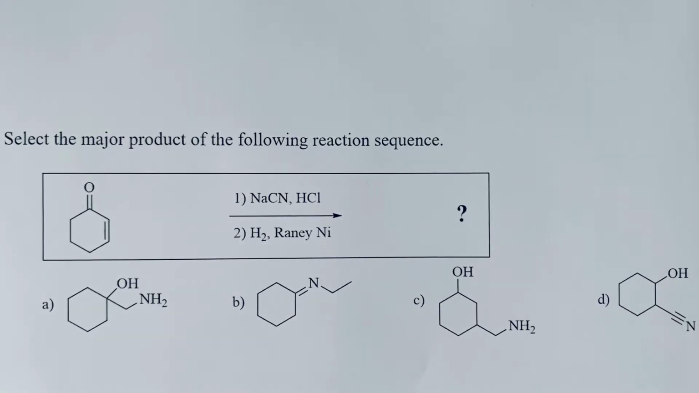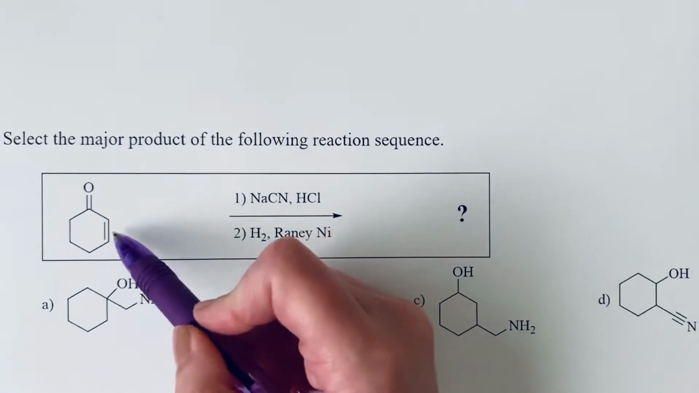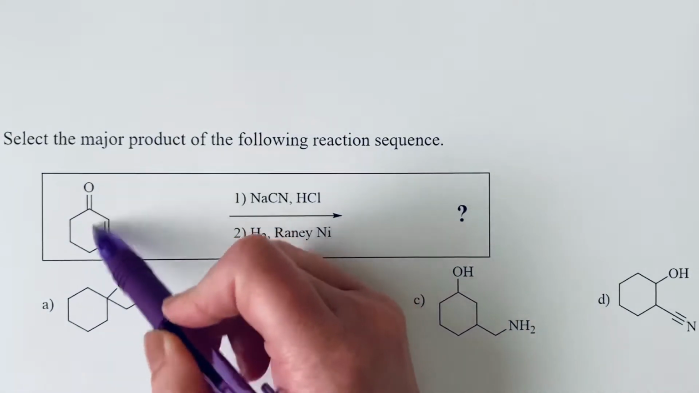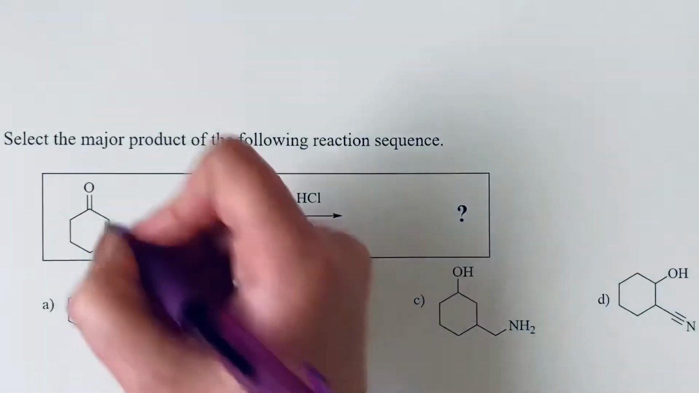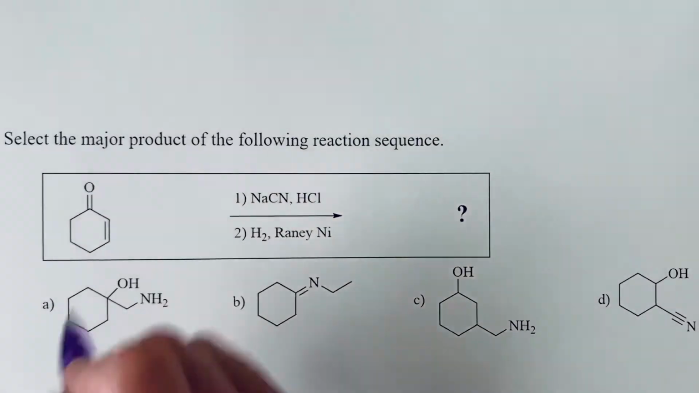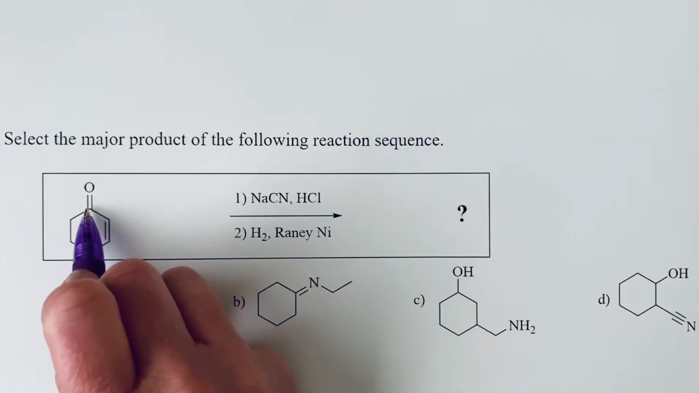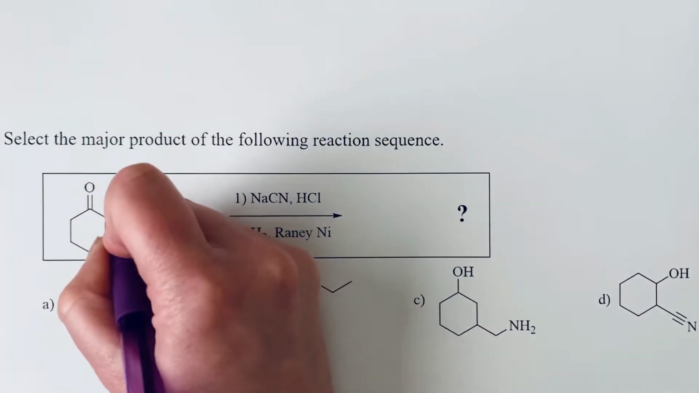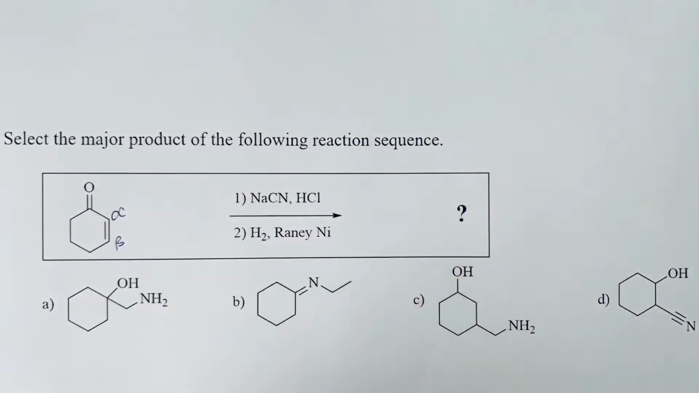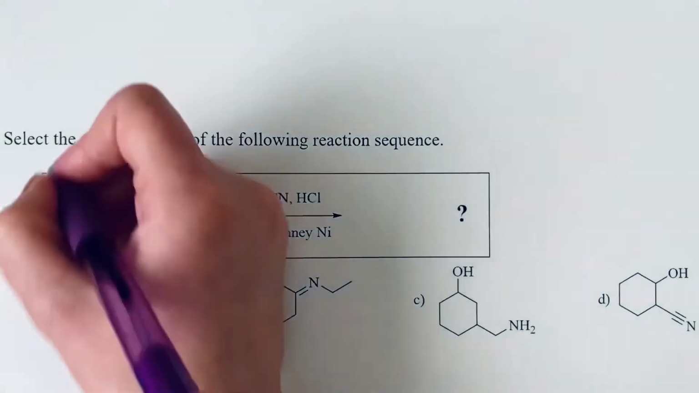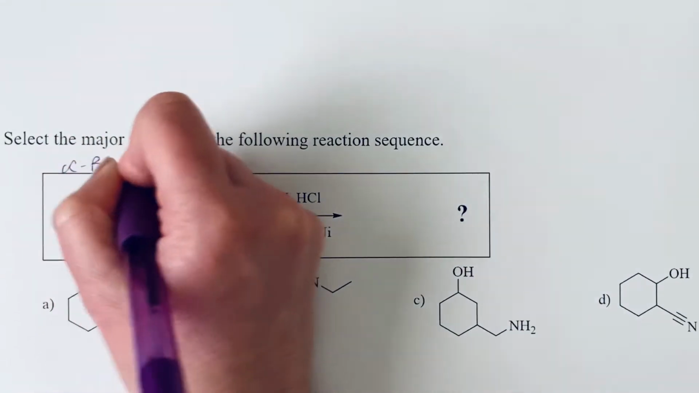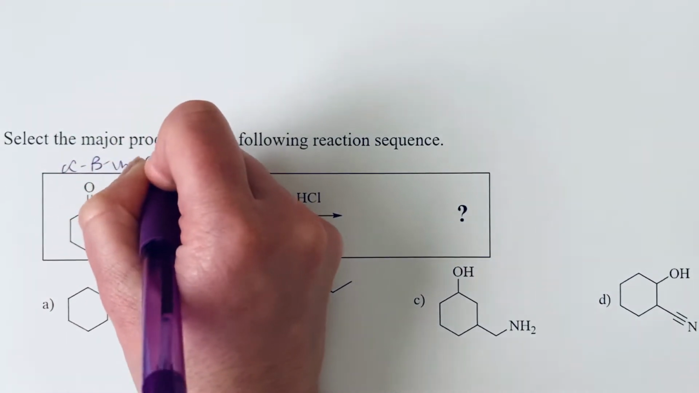Select the major product of the following reaction sequence. Looking at our starting material, we have a ketone that has an alkene conjugated to the carbonyl. Another way of naming this: the carbon next door to the carbonyl is the alpha carbon, and the next one would be the beta carbon, and that's an unsaturation. So another way of saying this is that it is an alpha beta unsaturated ketone.